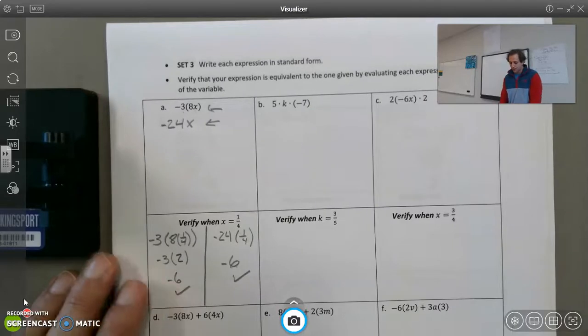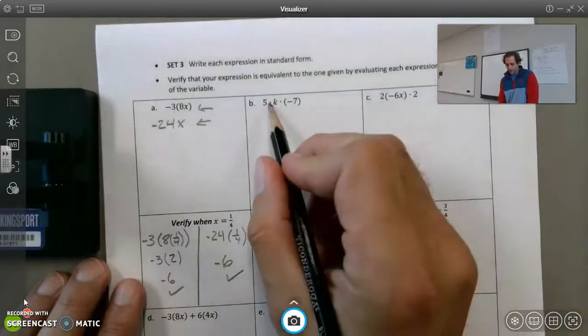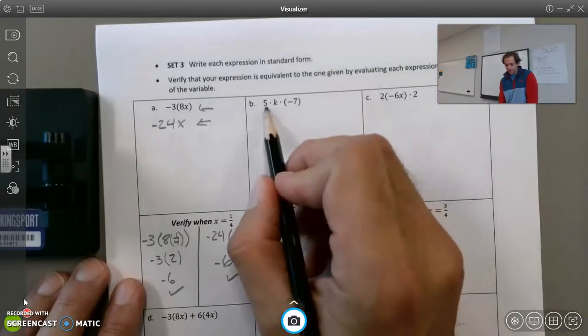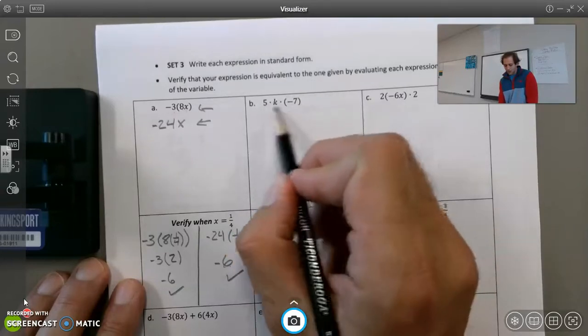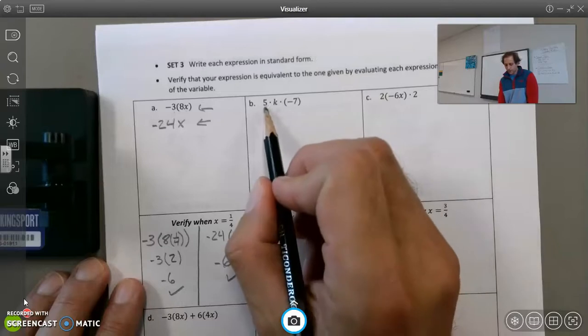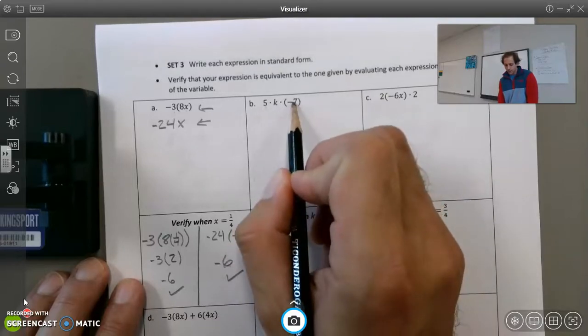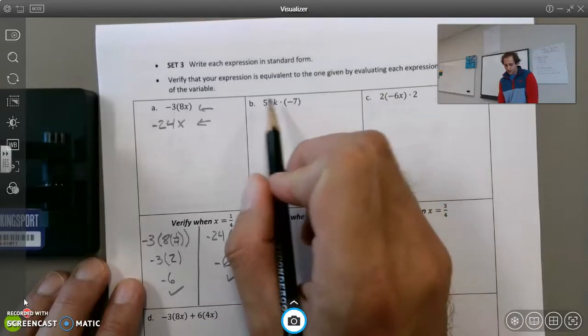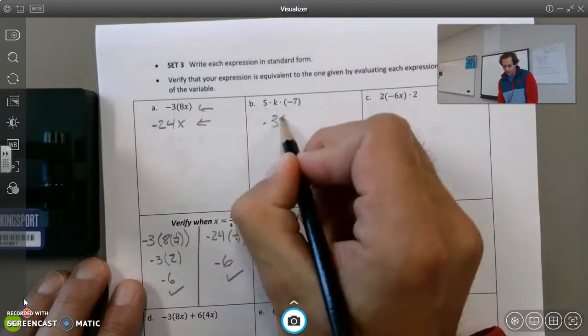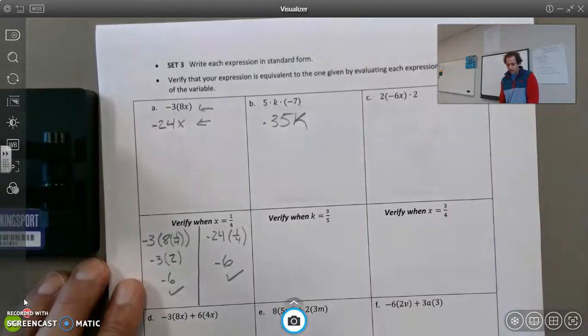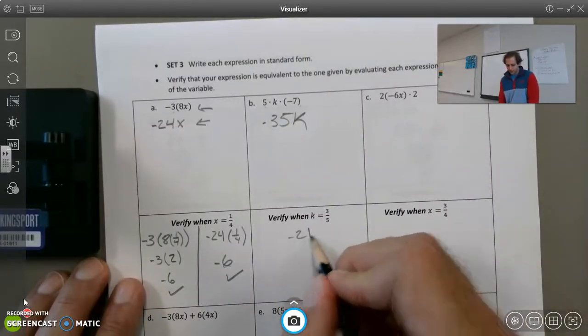Okay, I'm going to pick up the pace. I want to multiply these. Obviously I can't multiply in 5 times k, just gives me 5k. So I want to multiply these in a way that makes this simpler. So I'm going to multiply the factors that are integers here. 5 times negative 7 is negative 35k. And whenever I go to verify this, I should get negative 21.